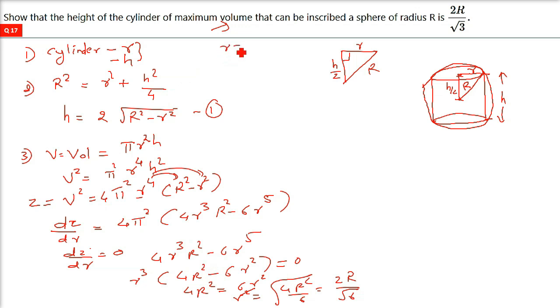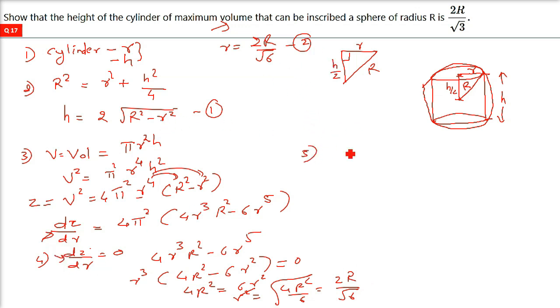But remember, what was r square? It was 4 R square by 6. Now we already got r equals 2R by square root 6. Let us call it equation number 2. We have already differentiated and equated it to 0. Next one is to find out the double differentiation.